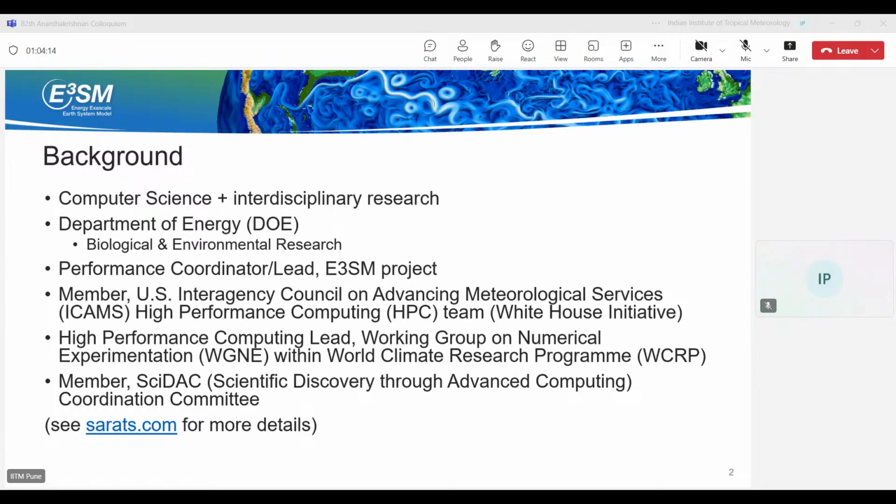I'm involved in many computing communities and some advisory boards, but the ones of relevance are these. We have an interagency council across US federal agencies to try to figure out how computational advances can help weather and climate science. I'm the DOE representative there. I was also involved with the WCRP program for outreach with the European partners and others to discuss outreach techniques. And then SIDAC, this acronym stands for an interdisciplinary research program within the Department of Energy.